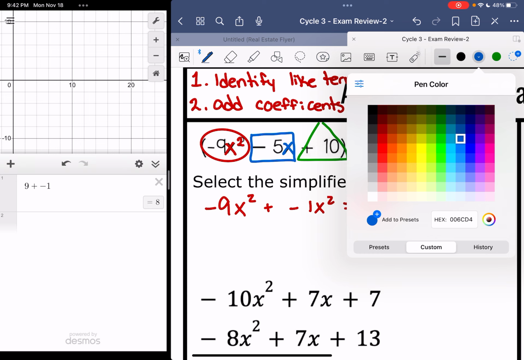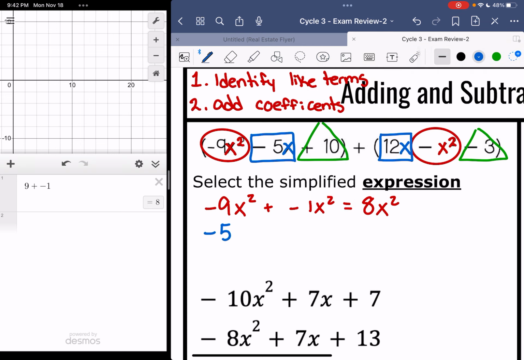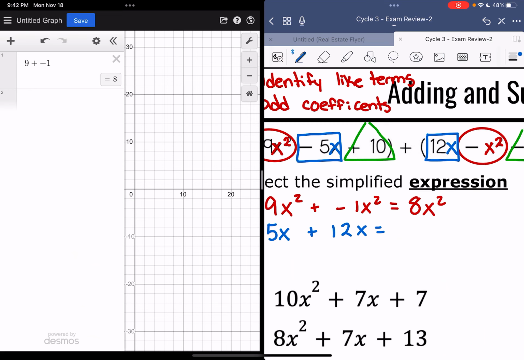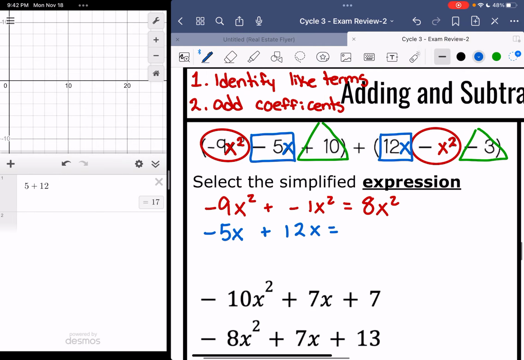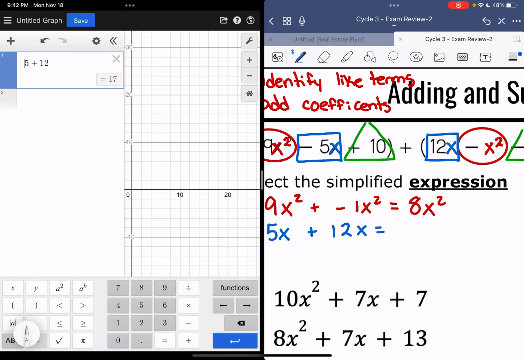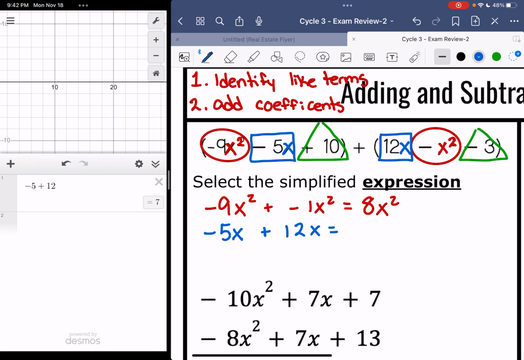My next term was negative 5x plus 12x. Adding those coefficients, those numbers in the front, that would leave me with 5 plus 12 gives me 17. And I forgot the negative. Negative 5 plus 12 will give me 7. And then last but not least, we have 10 plus negative 3.